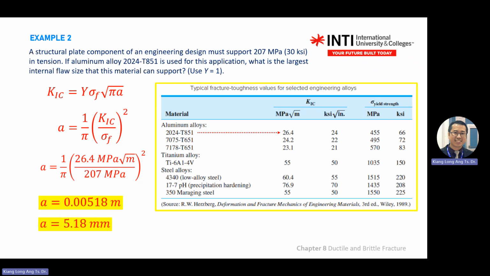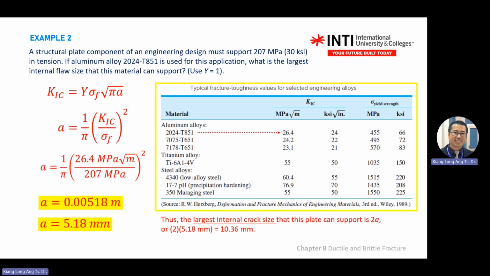Now, is this one edge or internal? The question asks for the largest internal flaw size. So if you stop here, the answer is wrong. If you stop here, you only give half of the internal crack. You need to multiply by 2. So this is how you apply the equation.